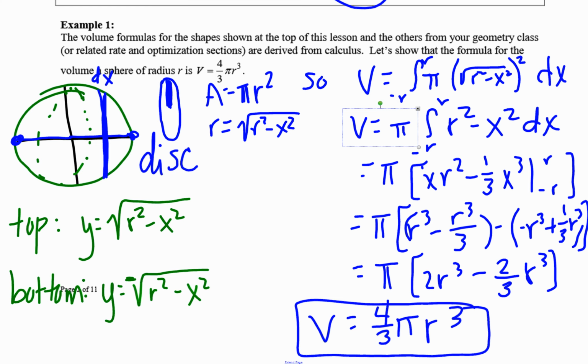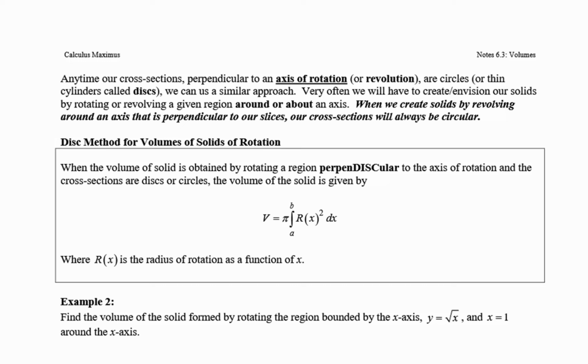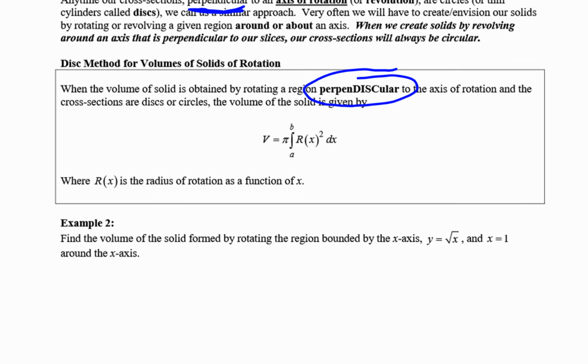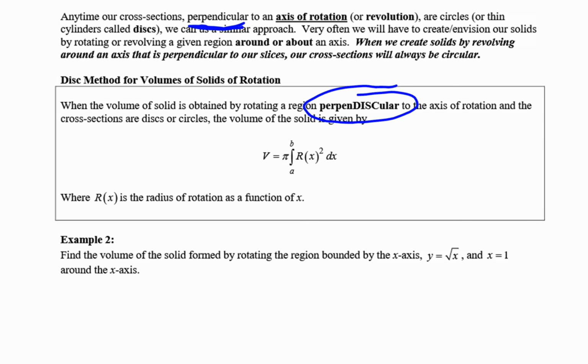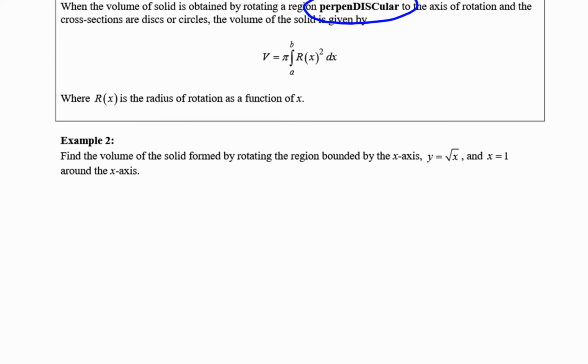Okay, so we're going to outline and specify this disk method for volumes. Anytime our cross sections are perpendicular to the axis of rotation, then we're going to call these things disks, because then maybe you can remember that we're going to do perpendicular. If what we're rotating around is perpendicular to each little slice, then we can use this perpendicular method. All right, let's try another one.